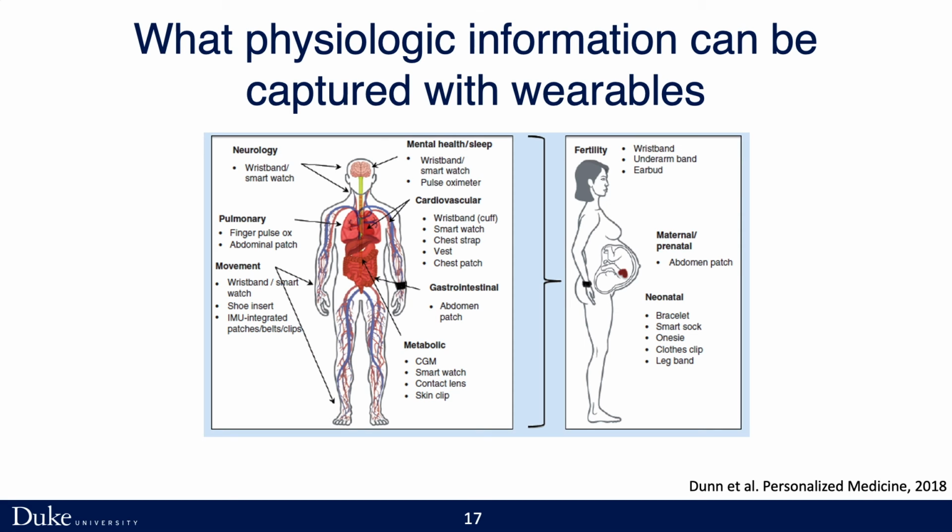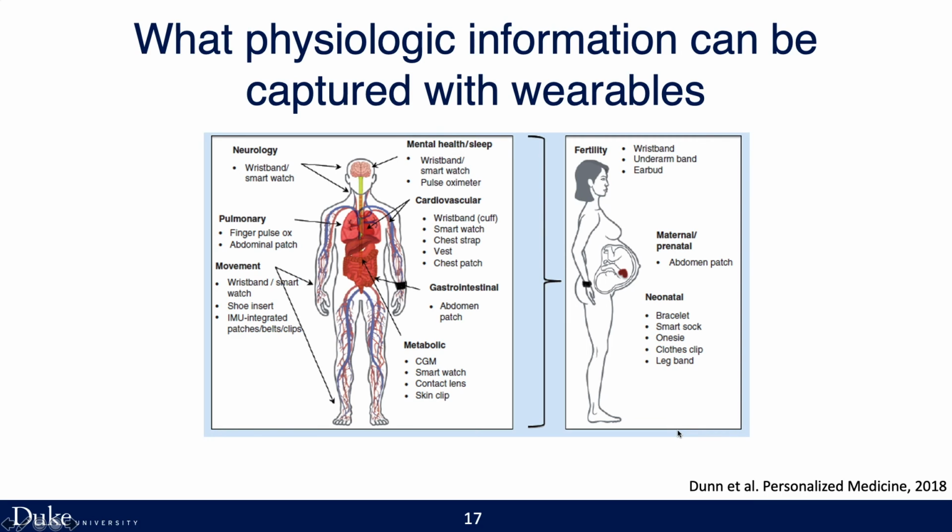There are many different physiologic phenomena that can be captured from wearable devices. On the screen here, I'm just showing a snapshot of some of the different physiologic categories that we might capture using different types of wearable devices. These range from devices that can be worn on the head, or even devices worn elsewhere on the body, that are able to capture neurology, mental health, or sleep. We can capture information about the pulmonary system, the cardiovascular system, the GI system, the metabolic system, and overall movement, and then there are also some devices that are particularly useful in women's health.